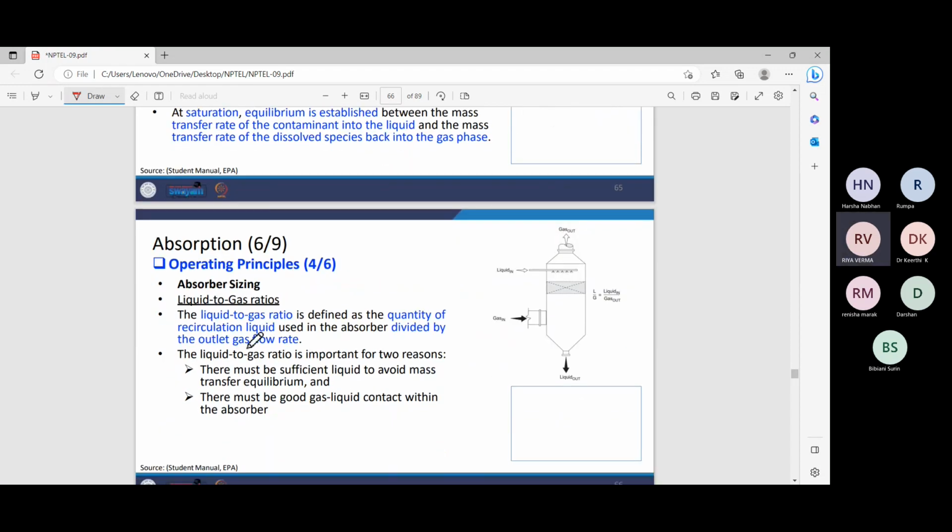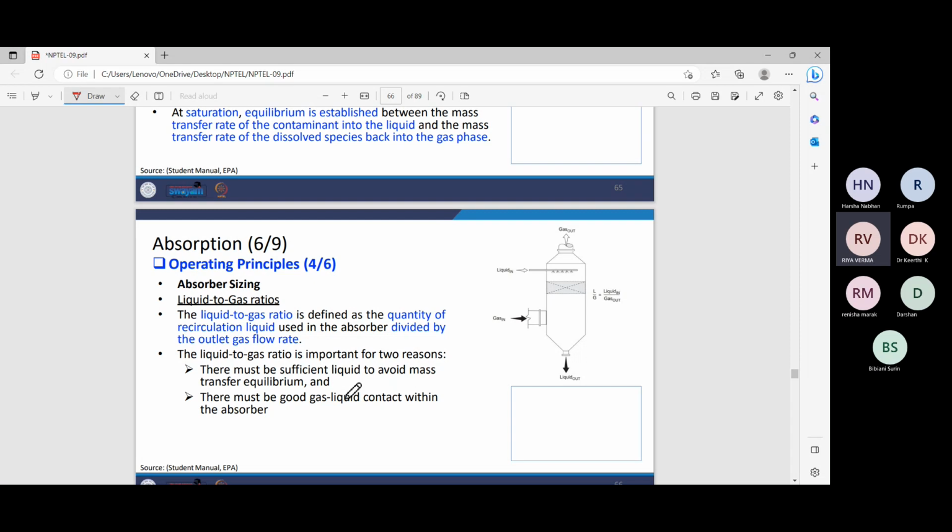The operating principle: first is absorber sizing. So we have liquid to gas ratios. The liquid to gas ratio is defined as the quantity of recirculation liquid used in the absorber divided by the outlet gas flow rate. The recirculation liquid is the absorbent, which is present in this chamber, and it is divided by the outlet gas flow rate.